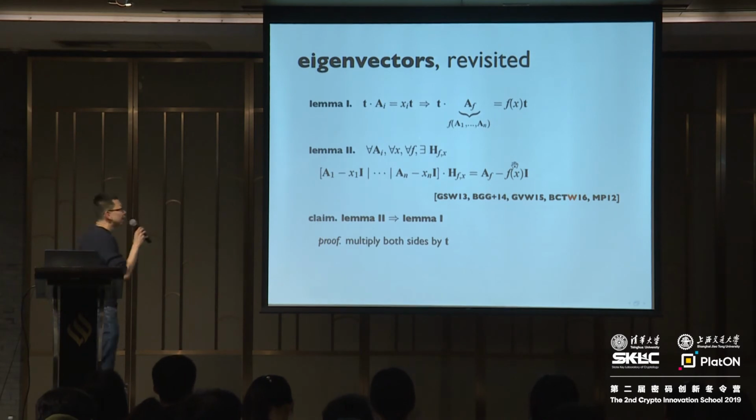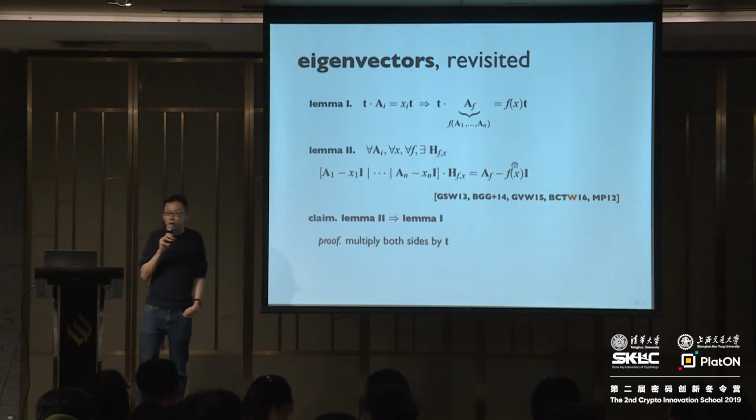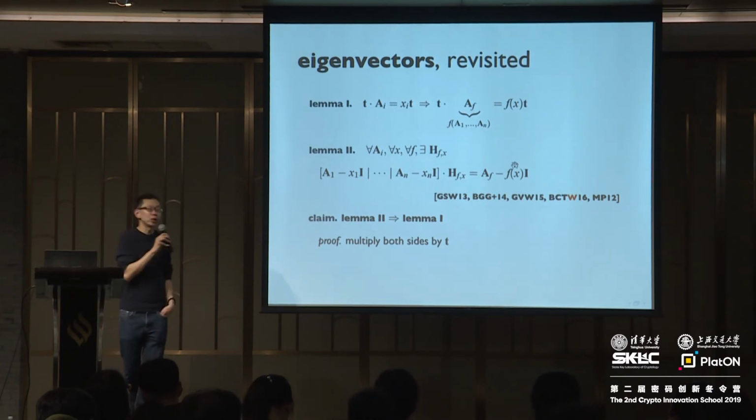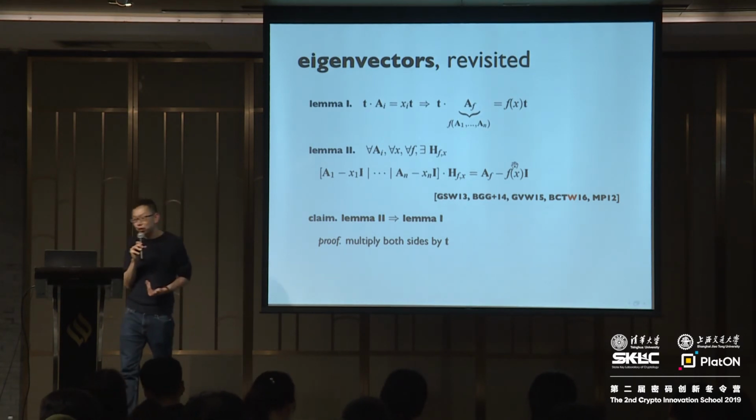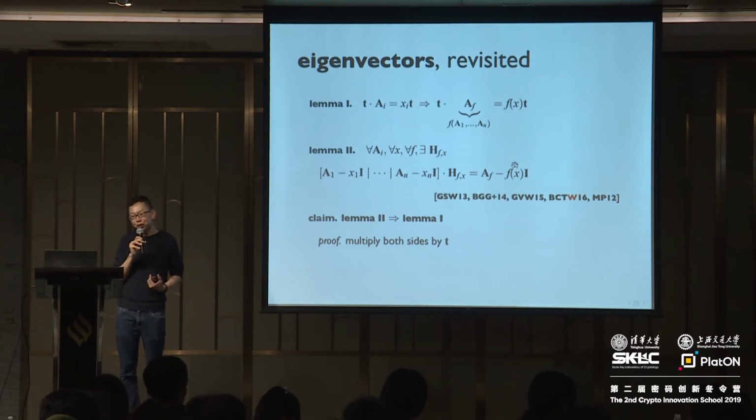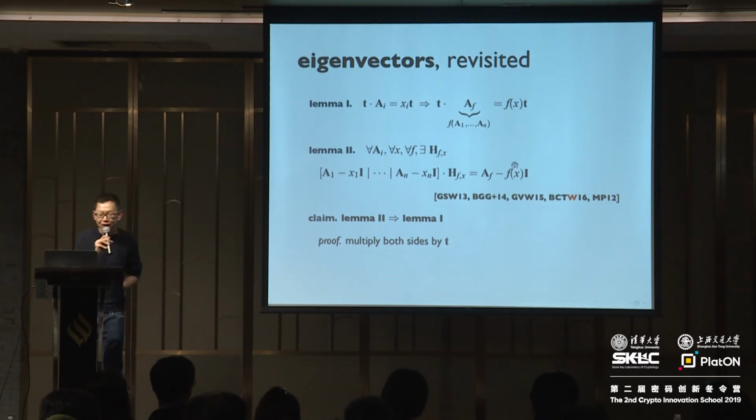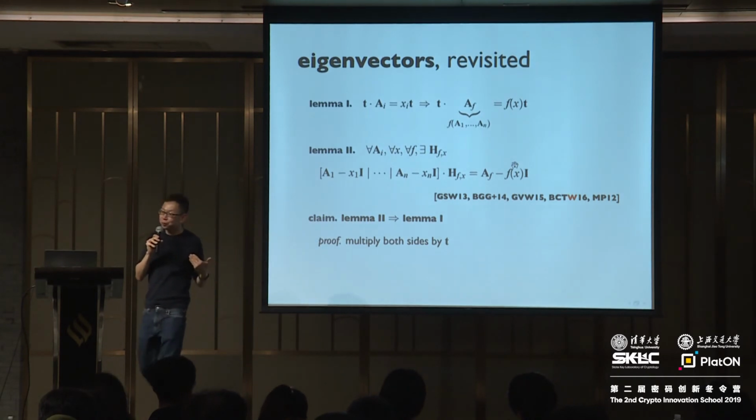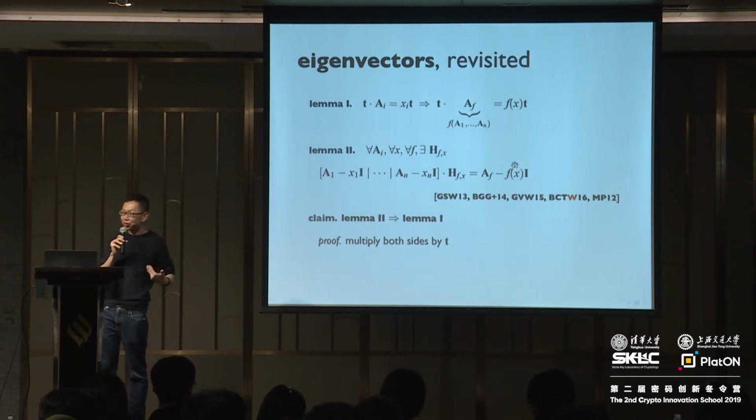So this is the statement. As a first sanity check, the claim is that lemma 2 is a strengthening of lemma 1. So I want to first convince you that lemma 2 implies lemma 1, and then I'll convince you that lemma 2 is true. Now, why is lemma 2 a generalization of lemma 1? It turns out you can deduce lemma 1 from lemma 2 by multiplying both sides by t. What happens when you multiply both sides by t? I want to prove lemma 1, assuming lemma 2 is true. So I have matrices with the property that t times A_i is equal to x_i times t.